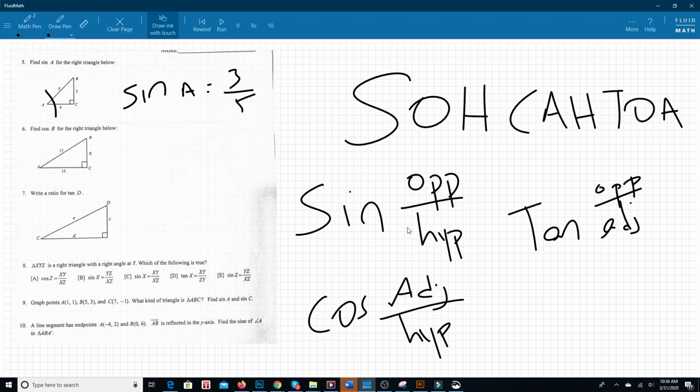So what answer do we get for problem 6, guys? Problem 6 is dealing with the cosine of B for the right triangle below. Anybody? Diane, Quincy, Jeff, Amy.